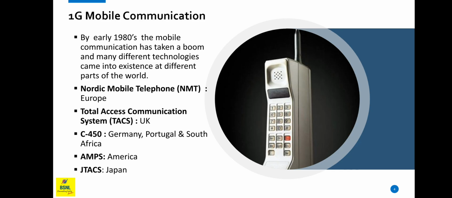The first generation mobile communication started early in the 1980s, and at that time different countries used different technologies for the purpose of mobile communication. For example, Europe used Nordic Mobile Telephone, whereas the UK used Total Access Communication System, and the one used by America is known as AMPS, and the Japanese started with the Personal Communication System PCS, which has evolved into JTACS.